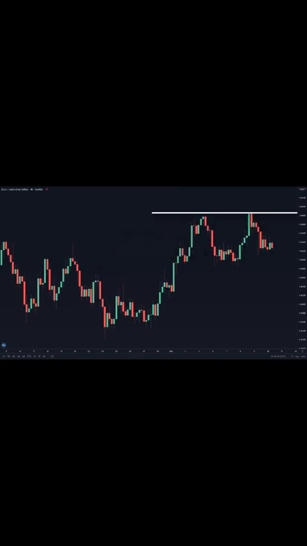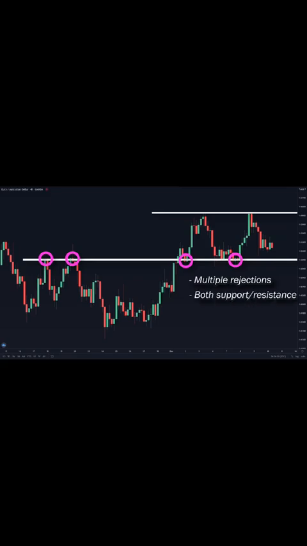Now, as we look to the middle, we also spotted another level down here. So let's see which criteria this level has. First, we can see multiple price rejections at this point. Next, this level can be both support and resistance at the same time, like we saw here. It acts as a resistance at this point, while also being a support here. Next, this level is closest to the current price, meaning that the levels were formed recently.